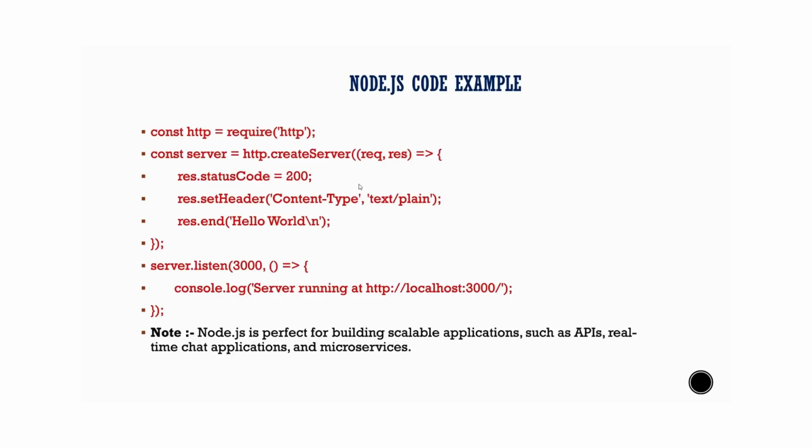This slide provides a practical code example using Node.js. This code creates a basic HTTP server that listens on port 3000. When accessed, it responds with "Hello World". Node.js is ideal for building scalable applications like REST APIs, real-time chat applications, and more due to its ability to handle numerous simultaneous connections efficiently.